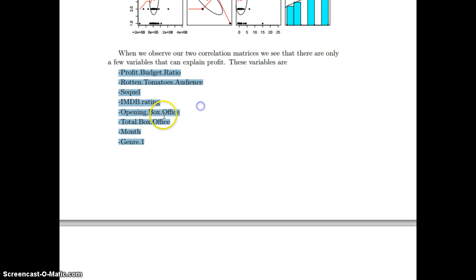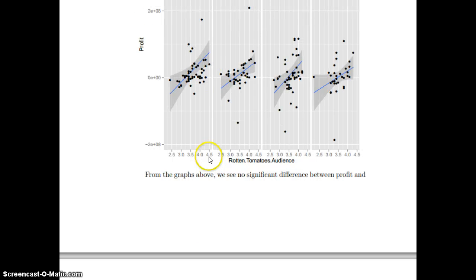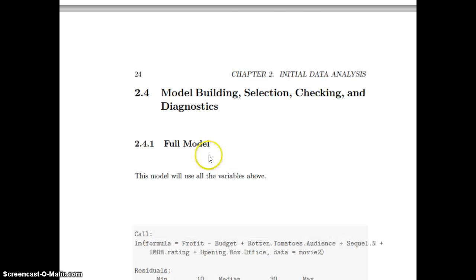But I decided not to use total box office because you would need to wait until the movie stopped playing to find the total box office, and by then you would know the profit. And I did not use profit budget ratio because you need to know profit before you calculate profit budget ratio, so there'd be no point, right? So the other variables I used to begin making the first model. So here we go.